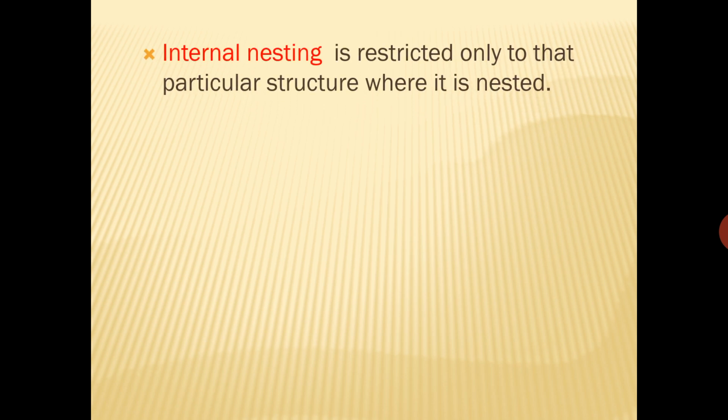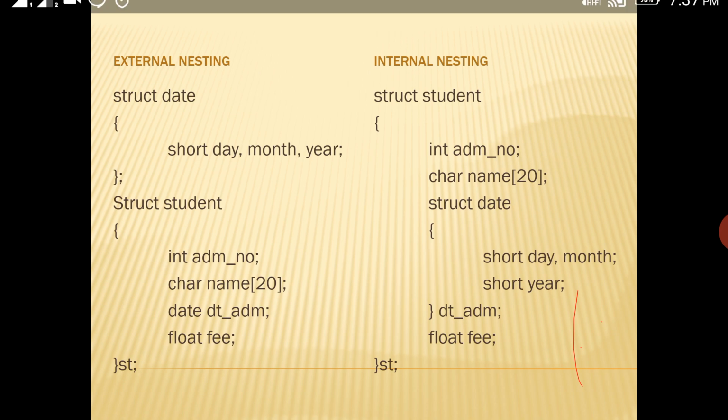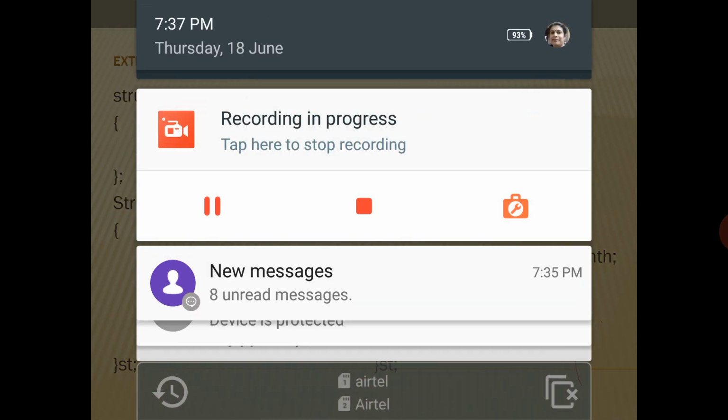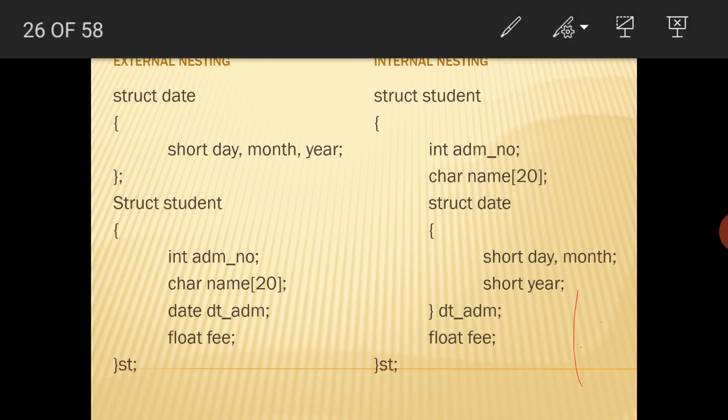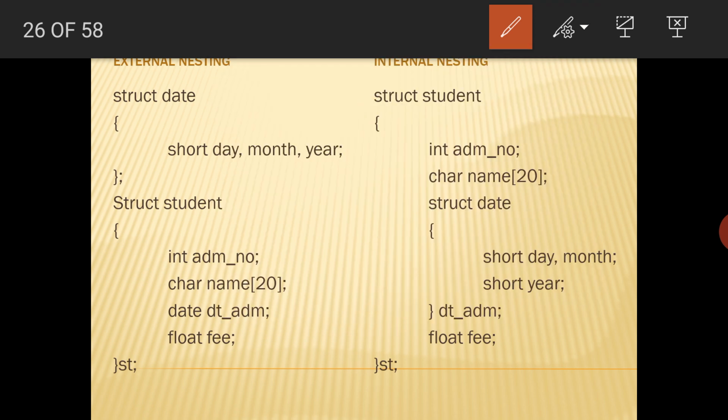Internal nesting is restricted only to that particular structure where it is nested. As we see this example over here, please come back and see this example. As I told you, internal nesting is restricted only to this particular structure alone. We cannot make use of this anywhere outside with any other structures. So it is restricted only with this particular structure alone.